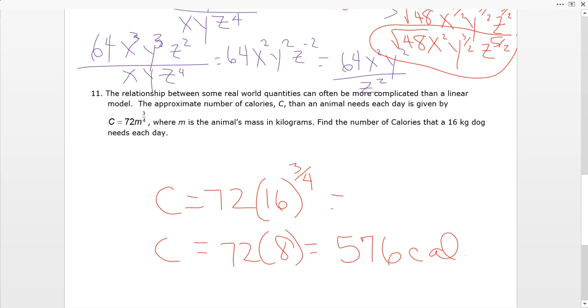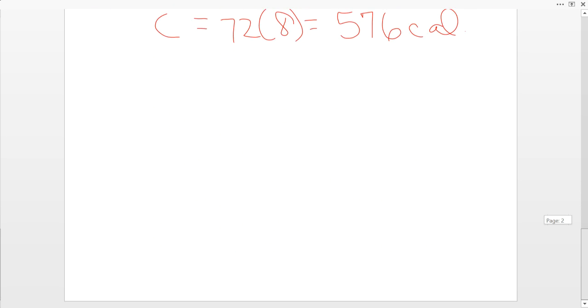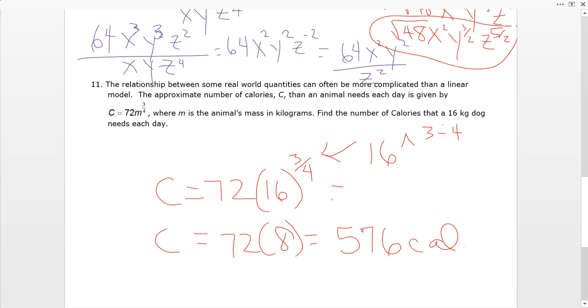Okay, so I just put this into my calculator by putting in 16, a little caret thing, 3 divided by 4. Okay, like I said, don't get all worried about this. We're just looking at it.